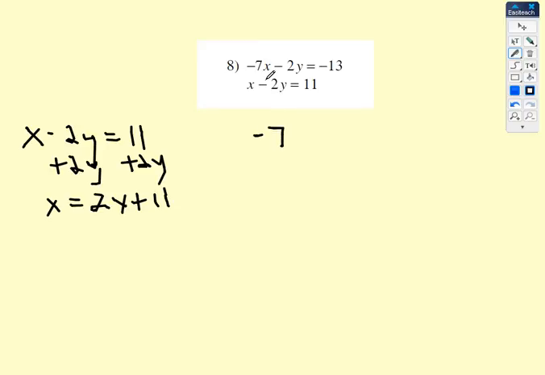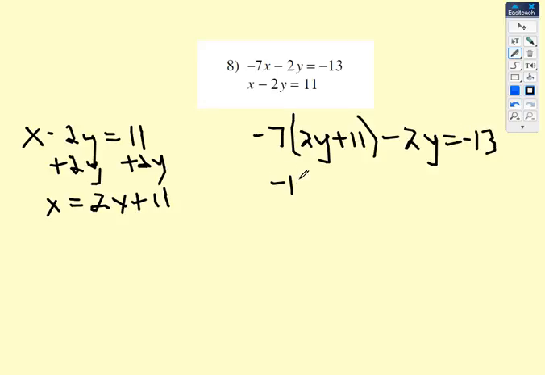Now I'm going to plug that into the first equation. So negative 7 times x, where x is 2y plus 11. So negative 7x minus 2y equals negative 13. I can distribute this. This is negative 14y plus negative 7 times 11, which is negative 77. Minus 2y, or plus negative 2y, and that equals negative 13.